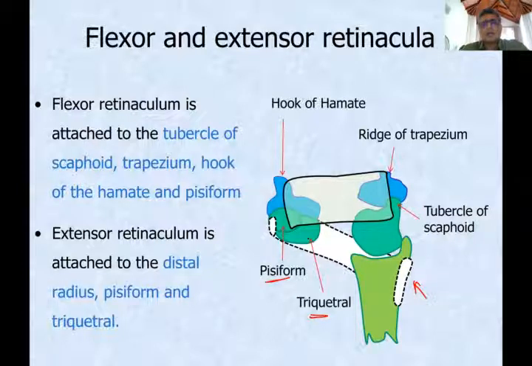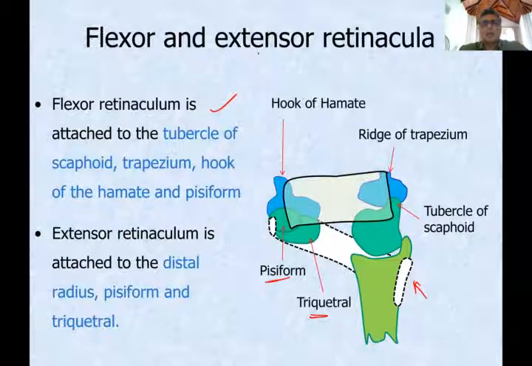Flexor retinaculum is clinically more important than the extensor retinaculum. Of course, the function is the same. Extensor retinaculum also prevents jutting out of tendons when you extend the wrist joint and the fingers. But from a clinical point of view, flexor retinaculum is more important, because structures underneath the flexor retinaculum can get compressed. We will discuss it in a moment.